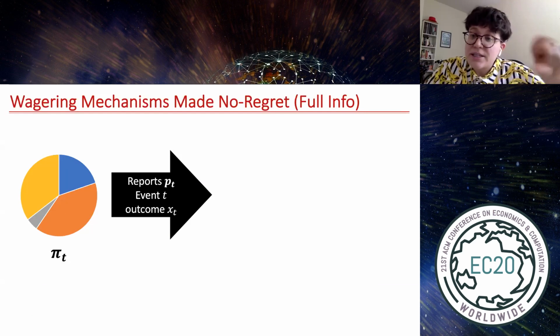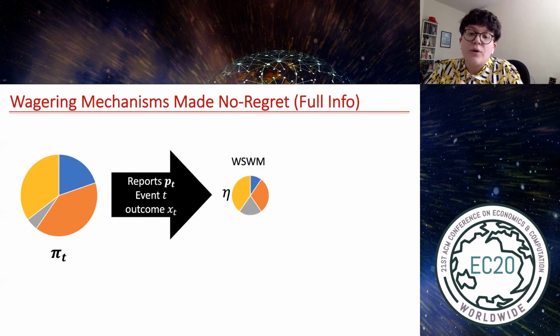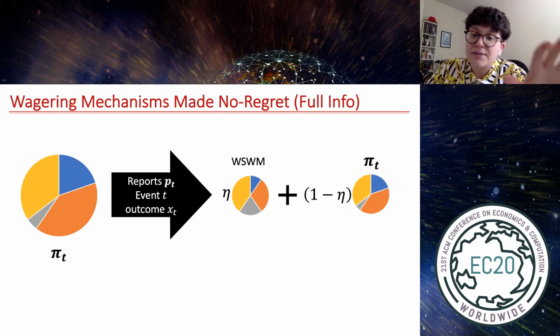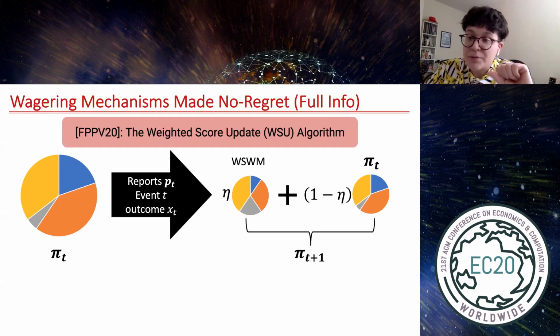So here's what we did and what solved the problem for the full information case. We said, let's still think of the distribution of the previous round as a wager. We collect the reports and the event realization. And then, in order to compute the distribution of the next round, we create the convex combination of two things. One part is dependent on the weighted score wagering mechanism, and the other is dependent on the original probability with which we started. And this is pi t plus 1, and we call this family of mechanisms weighted score update algorithms.